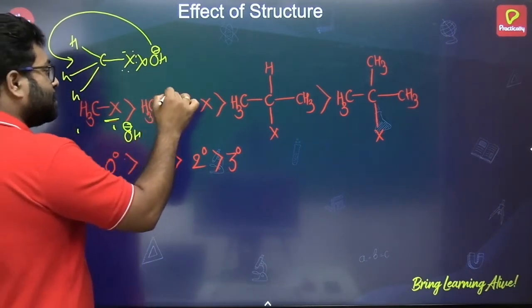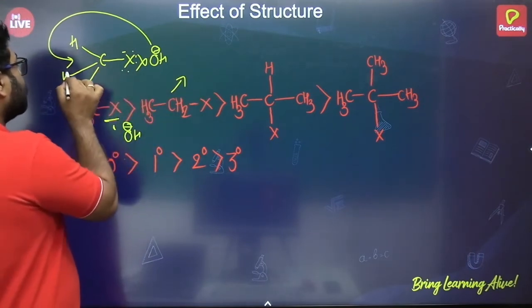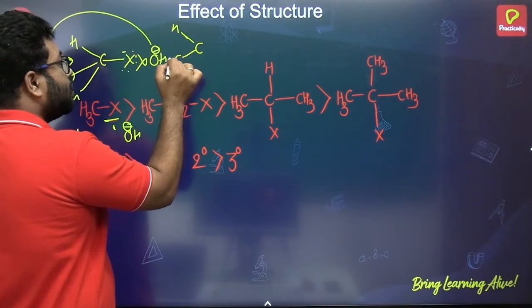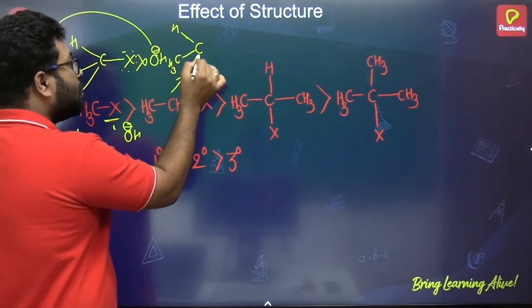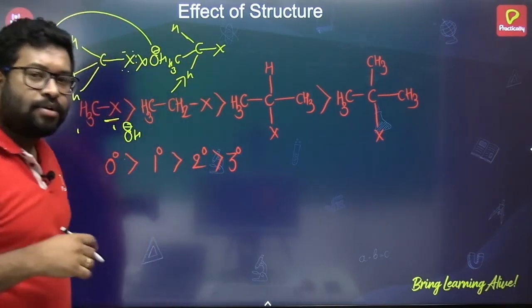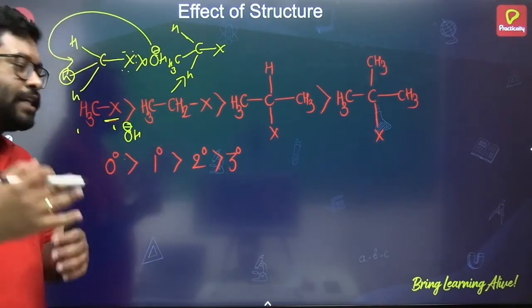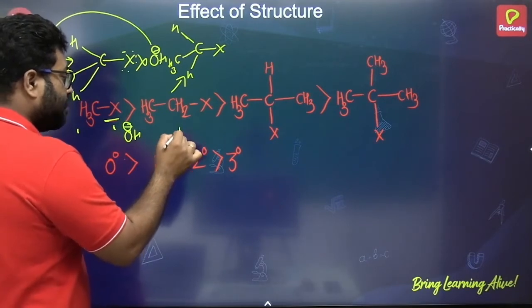Now in the second species, what has happened? One of the hydrogens has got replaced by a bulky methyl group. So now there is a little bit of steric hindrance. I'm not saying much, but there's a little bit of steric hindrance. Okay. When you go to the next species, which is secondary, this is a primary alkyl halide.